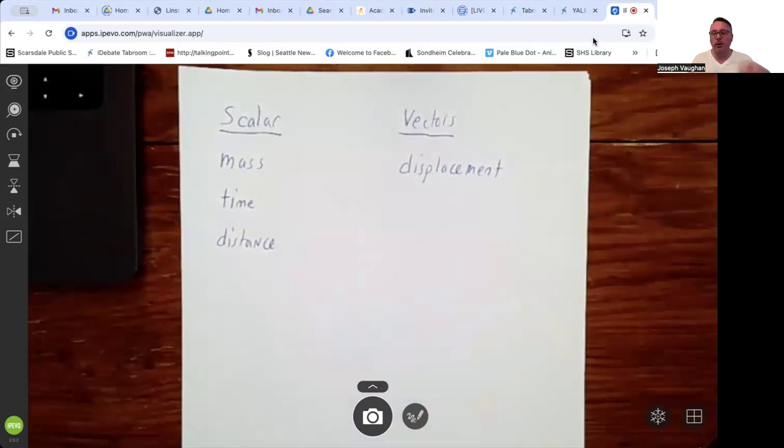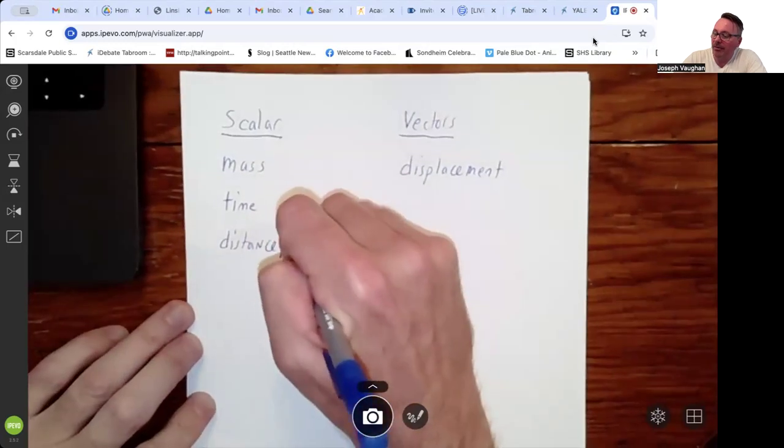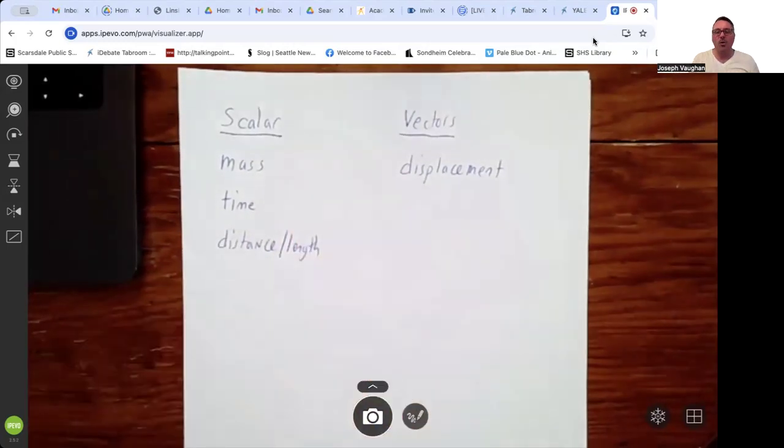So distance is a scalar. 3 meters, 4 meters, 5 meters, 6 meters, those are distances. I can put lengths in there, and I'm not going to go into all of that. Distance, length, height, width, depth, all of those things are scalar quantities.